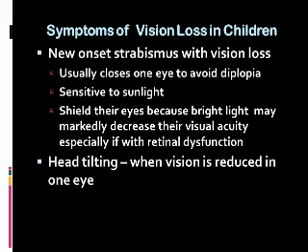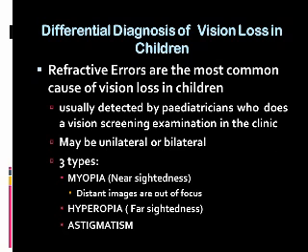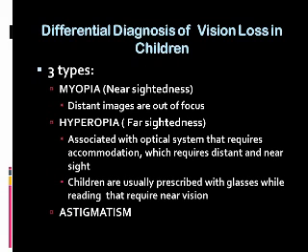Head tilting is usually the manifestation when vision is reduced in one eye. To name a few of the differential diagnoses of vision loss in children, refractive errors being the most common cause, it may be of three types: myopia, hyperopia, and astigmatism.